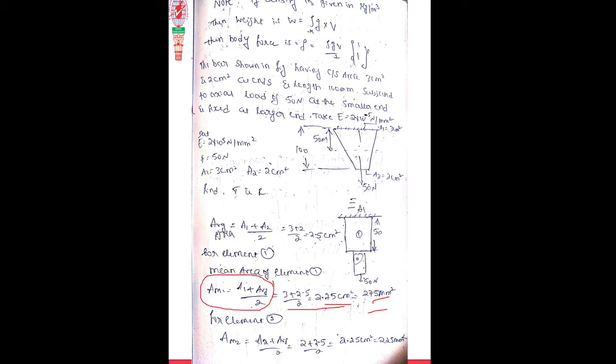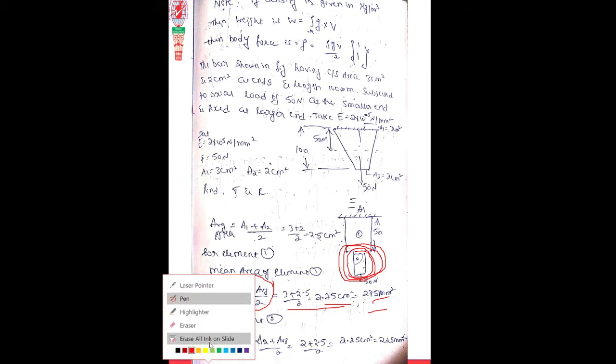Similarly, what is the mean area of section 2? What is the mean area of section 2 here? It is 225 mm square. That is A2 plus the average area, divided by 2. That is (2 plus 2.5) divided by 2. That will give 225 mm square. Correct now?